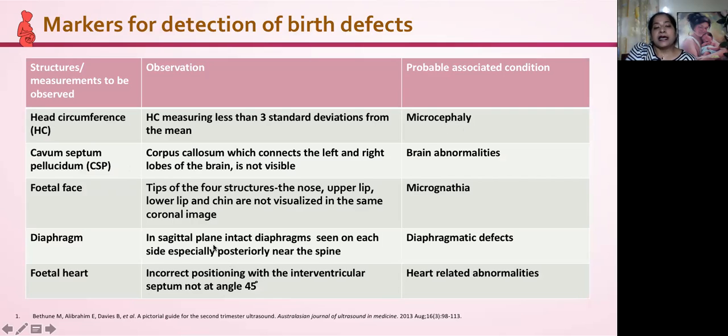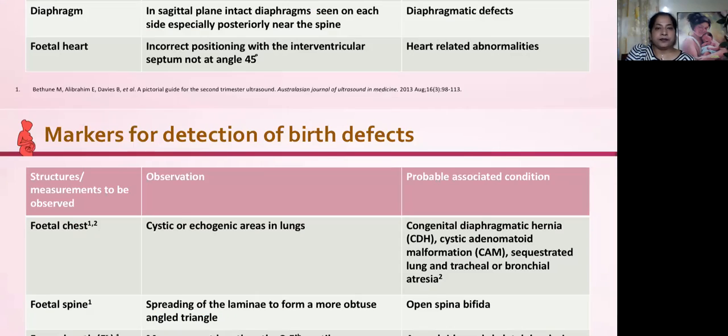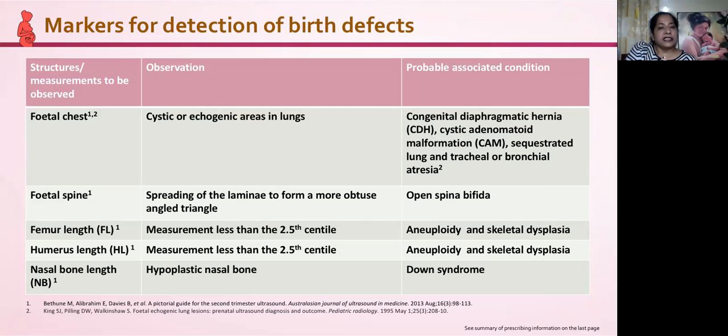The diaphragm may be seen in the sagittal plane. An intact diaphragm is seen on each side, especially posteriorly near the spine. So there could be congenital diaphragmatic defects if it is not seen. In the fetal heart, incorrect positioning with the interventricular septum, if it is not at an angle of 45 degrees, denotes heart-related abnormalities. Then the fetal chest: normally there should not be cystic or echogenic areas in the lungs. If they are seen, then cystic adenomatoid malformation or some lung abnormalities can be identified.